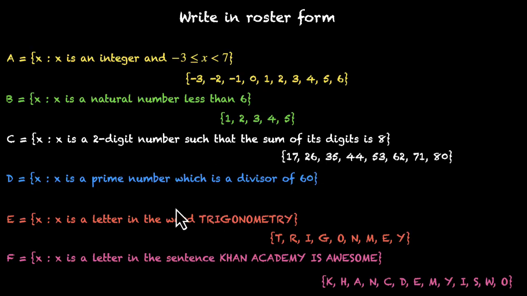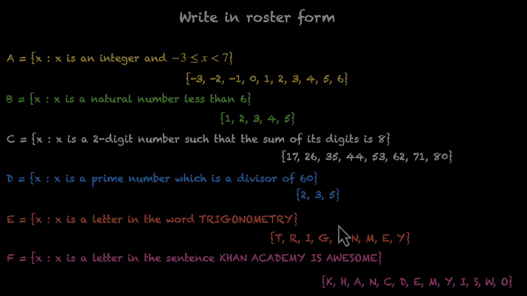Last one. X is a prime number which is a divisor of 60. So we only need to look at the prime factors of 60. Well, 60 is 6 times 10. 6 is 2 times 3. So we have 2 and 3. And 10 is 2 and 5. 2 is covered. So we'll only take 5. So 2, 3 and 5. These are the only prime factors of 60. And with this, we're done with this problem.